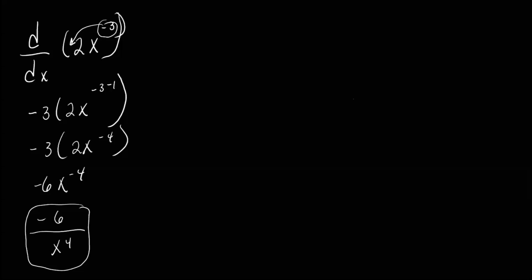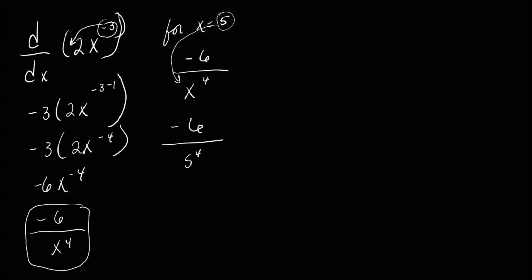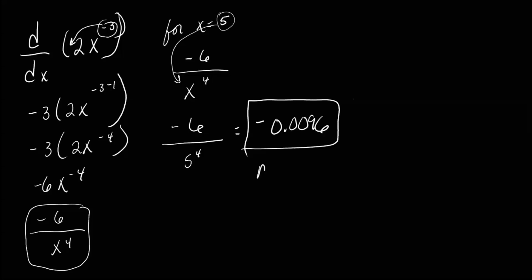Now, what if the problem says, solve this for x equals, let's say, 5? So what we would do is take this answer, minus 6 divided by x to the 4th power, and put a 5 here for the x. That'll be minus 6 over 5 to the 4th power. My answer is negative 0.0096. This is my numeric answer, and this is my symbolic one over here. Now, how will we check this answer to make sure it's correct?